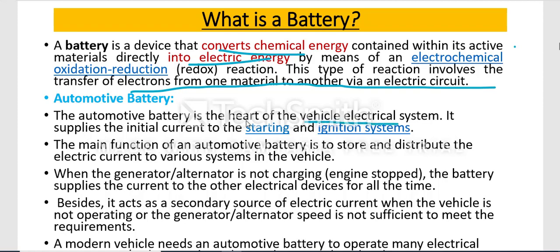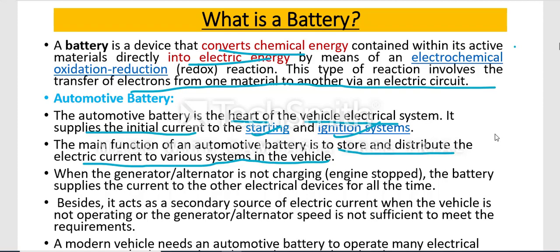Heart of electric vehicle. It supplies the initial current to starting and ignition system. It supplies the initial current required for starting purpose and ignition purpose. Okay, the main function of automotive battery is to store and distribute the electric current to various systems in the vehicle, or in other words we can say the main function of automotive battery is to store and distribute the electric current according to requirement. According to requirements, different systems are there: starting system, ignition system, lighting system. Okay, so and other accessories are there.